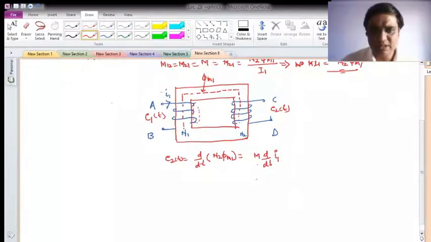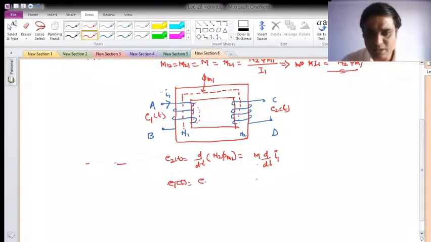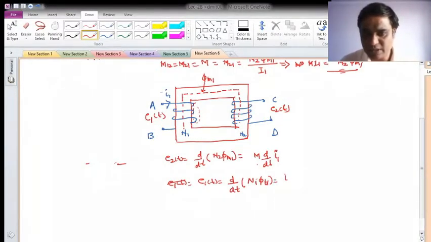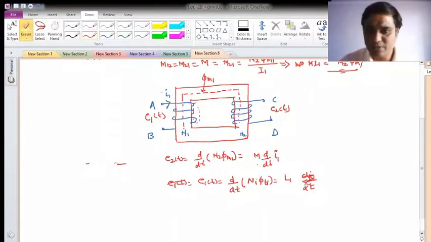Okay, similarly if I would like to write the EMF induced in coil 1, e1 of t will be d/dt of your flux linkage N1 phi T1, which I can write as L1 dI1 by dt. Let me write properly here, so it will be N1 dI1 by dt.